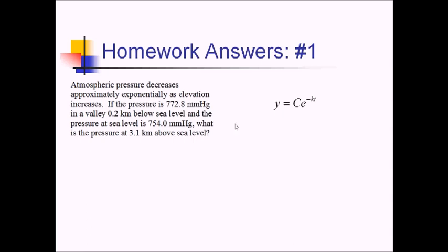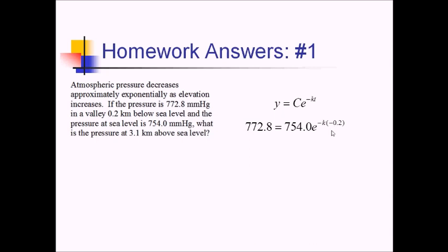So we can write in 772.8, that's the y, equals 754 times e to the negative k times a t value of negative 0.2. So we're basically going to find the k value by using the elevation and the pressure that they gave us in this first statement here.